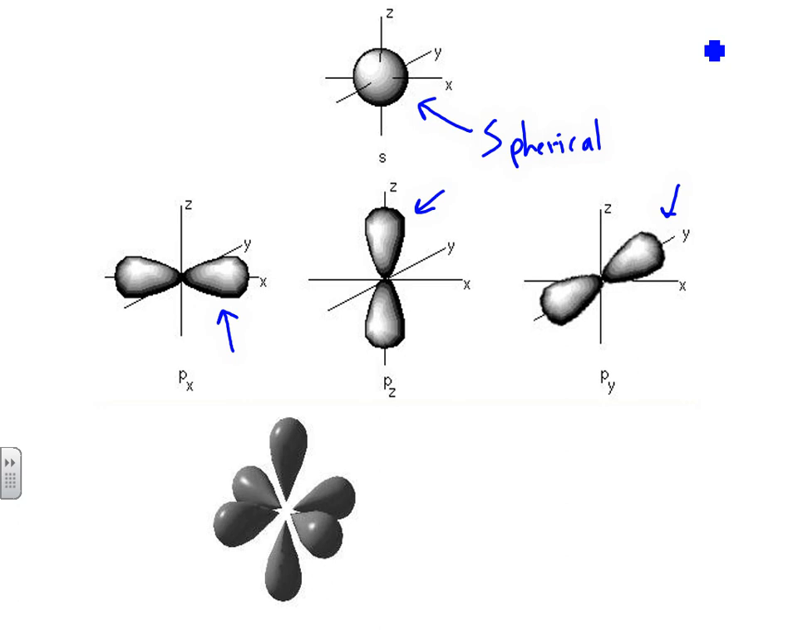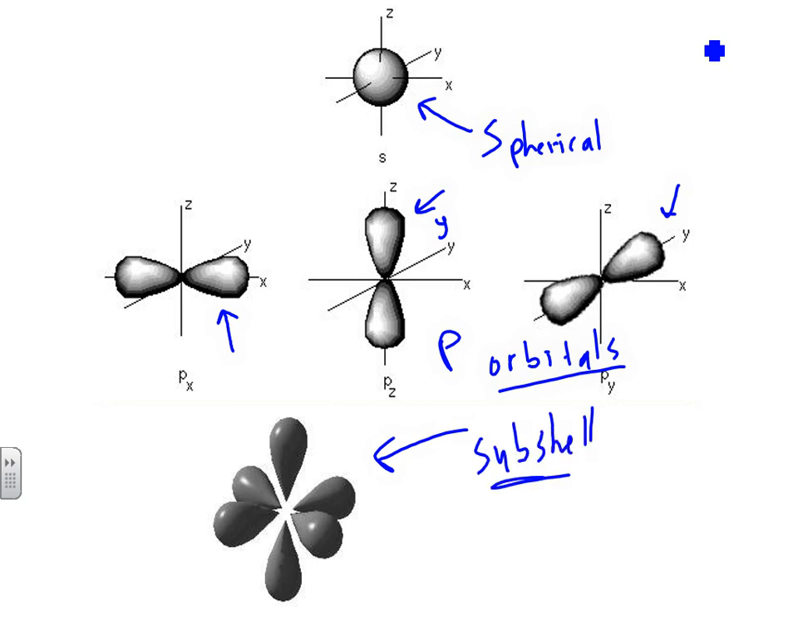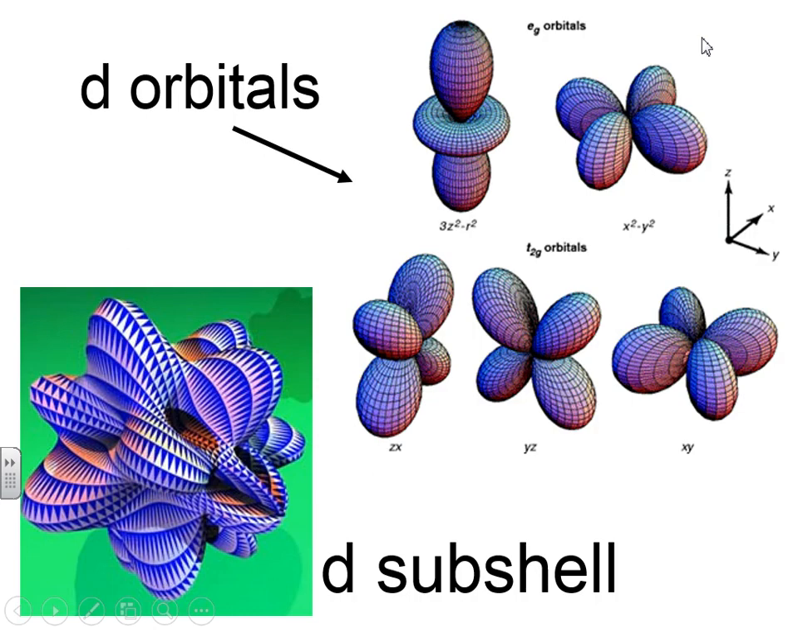Now, these orbitals, these are the p orbitals, combine together then to give you this subshell. So the whole subshell is composed of the 3 orbitals, and that's really how it works. Let's show you a few of the d orbitals. There are actually 5 d orbitals, and they look a bit interesting.